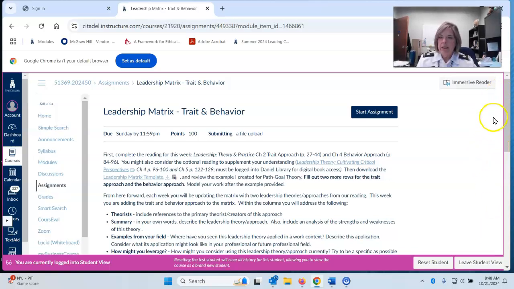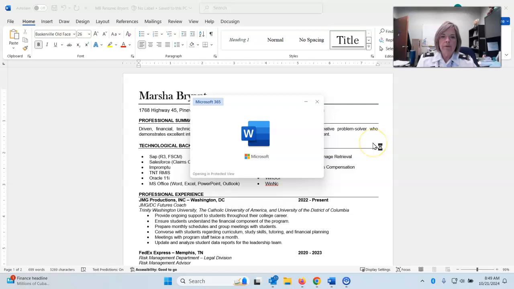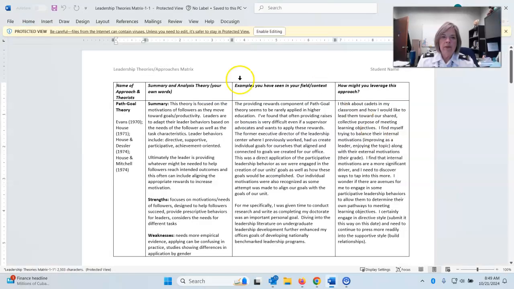So here's the matrix assignment. Here's the reading that you already did. Here's the matrix template. I can open one up for you. You've got an example. This is an example looking at the path-goal theory. Who are the researchers, who's published in this area? What's a summary of the theory? What are the strengths and what are the weaknesses?